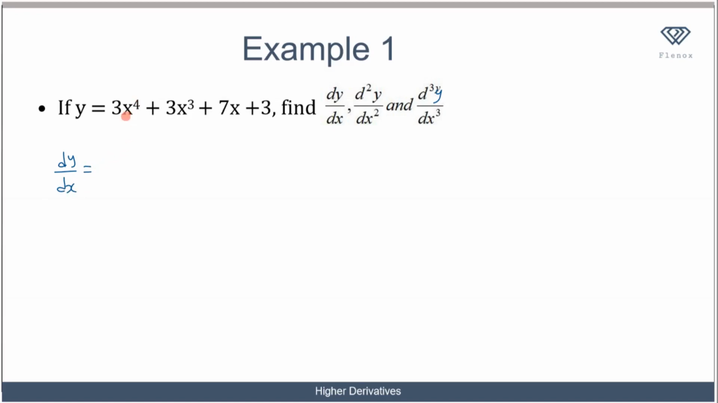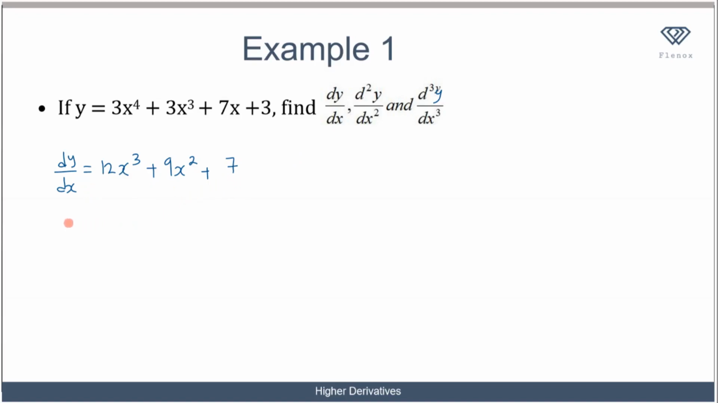I bring this 4 down, so I have 4 times 3, which gives me 12x, and since it is 4 minus 1 that gives me 3, so x cubed, plus, I bring this 3 down here, so I have 3 times 3, which gives me 9, then x, then 3 minus 1 gives me 2, then plus 7x. When I differentiate it, I'm just going to be left with 7, and when I differentiate 3, which is a constant, it terminates to 0. So this is the first derivative.